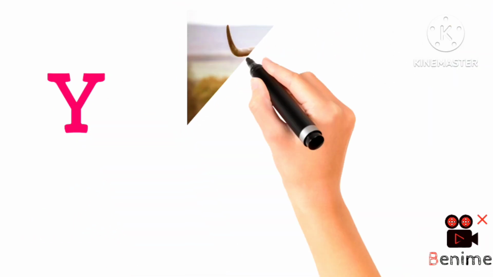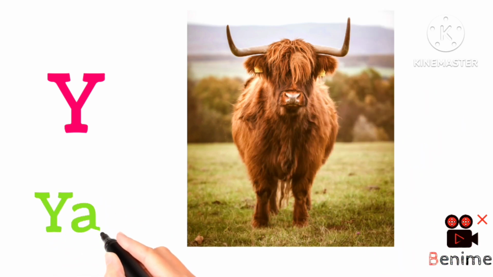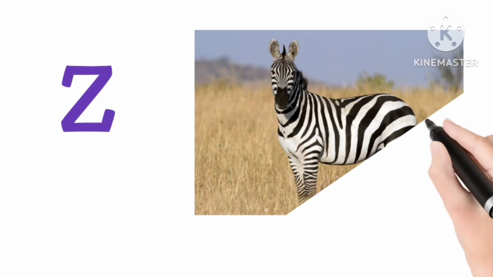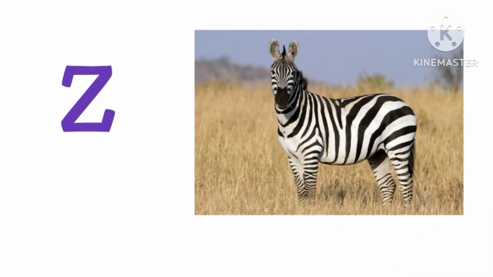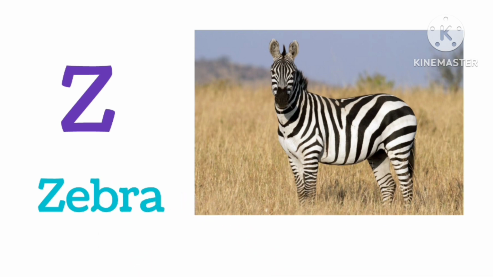Y. Y for yak. Y-A-K, yak. Z. Z for zebra. Z-E-B-R-A, zebra.